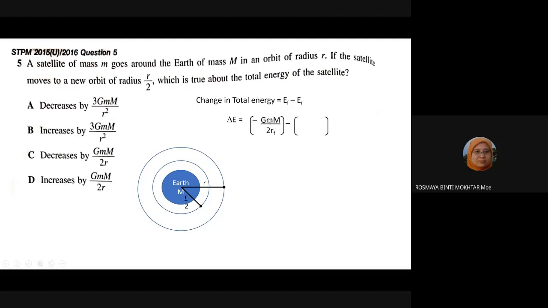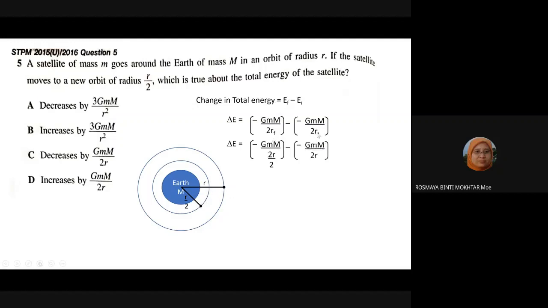So be careful with E and K. For E, total energy has a negative sign in the equation. We do the same for EI, but this time use RI. Now the change in energy: we substitute the value of R. For final it will be R per 2, because the satellite is brought to here. So substitute R per 2.